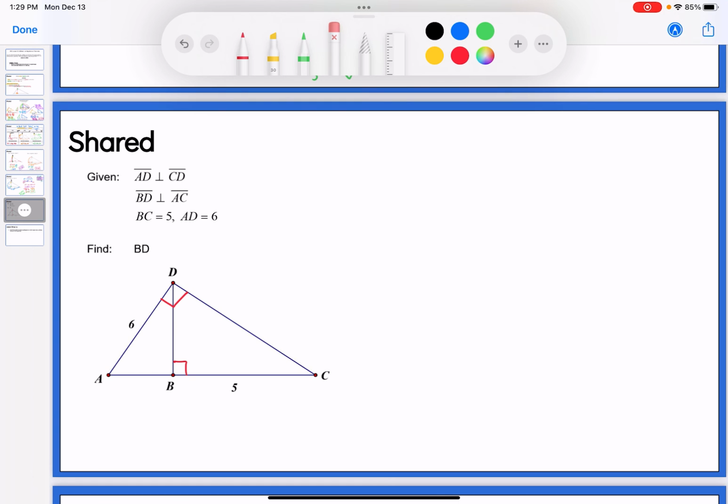BC is 5, AD is 6. What am I trying to find? I'm trying to find BD.